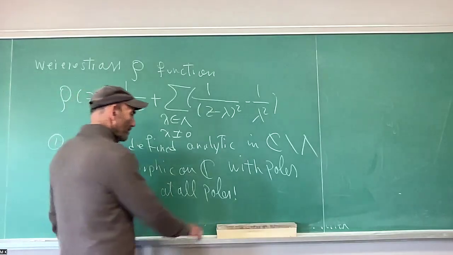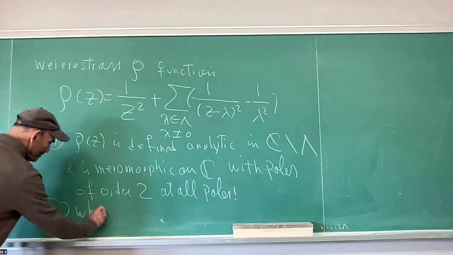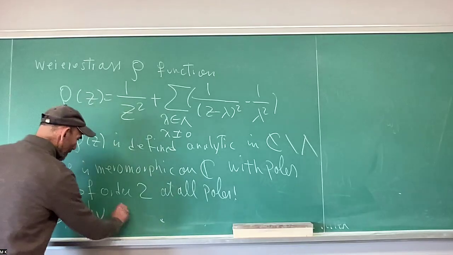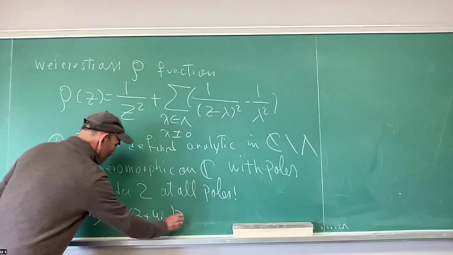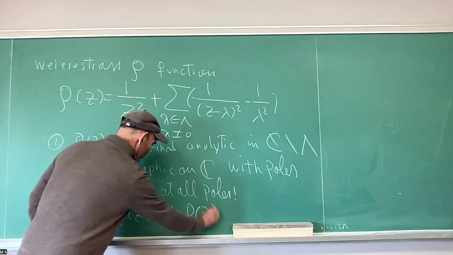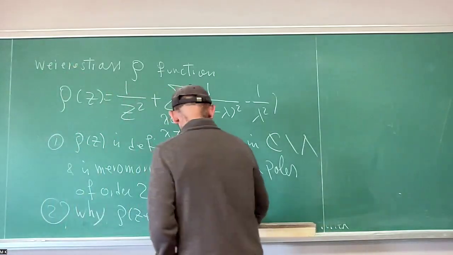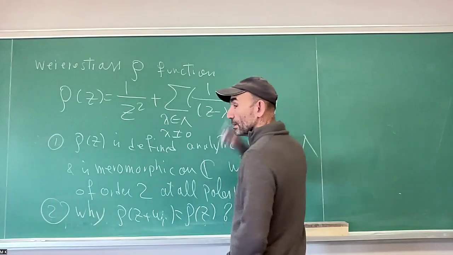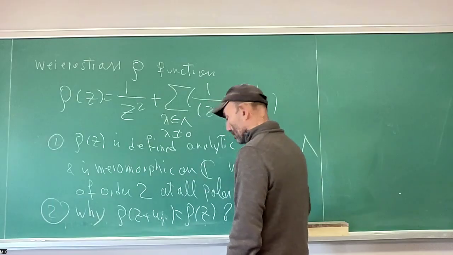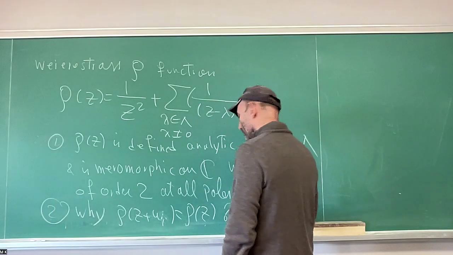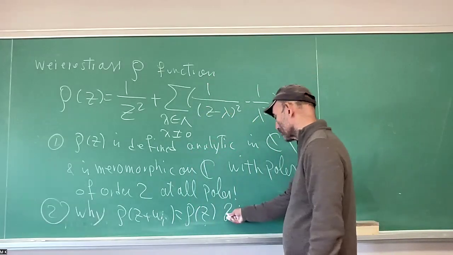So P of z. But now the difficulty is why this is periodic. Why? Now, P of z plus omega i, I mean lambda plus omega i, is equal to P of z. Why? What is omega i? Well, I defined it. These are the two that define the lattice. For both of them, right? Yeah, i equal to 1 and 2. So this is the idea of periodic. So this is the question.